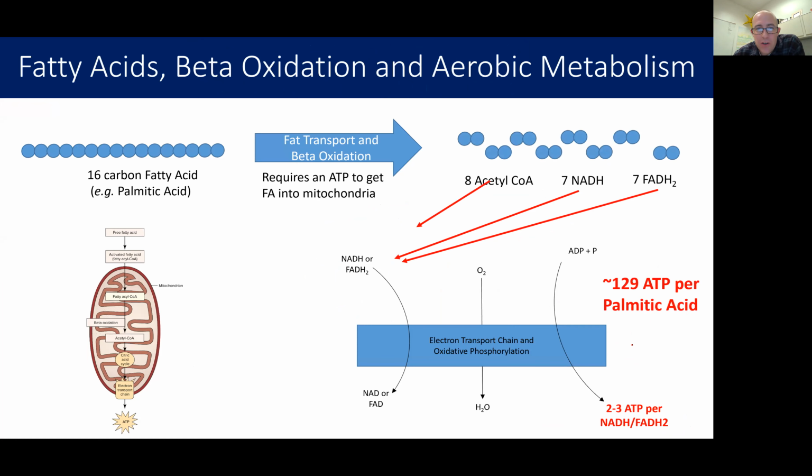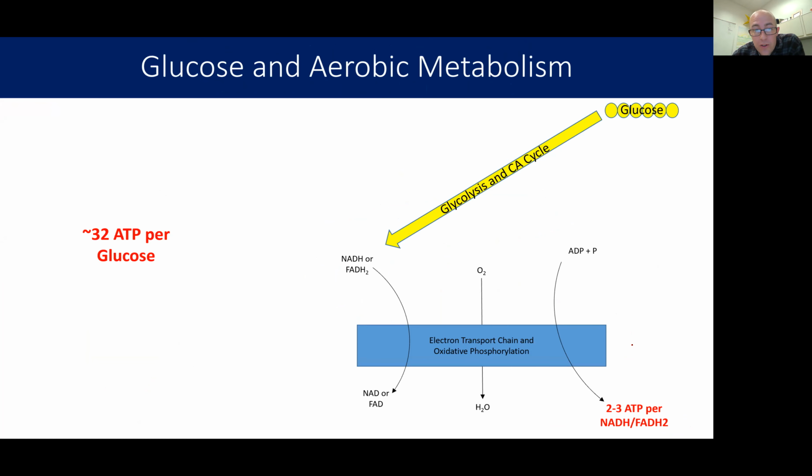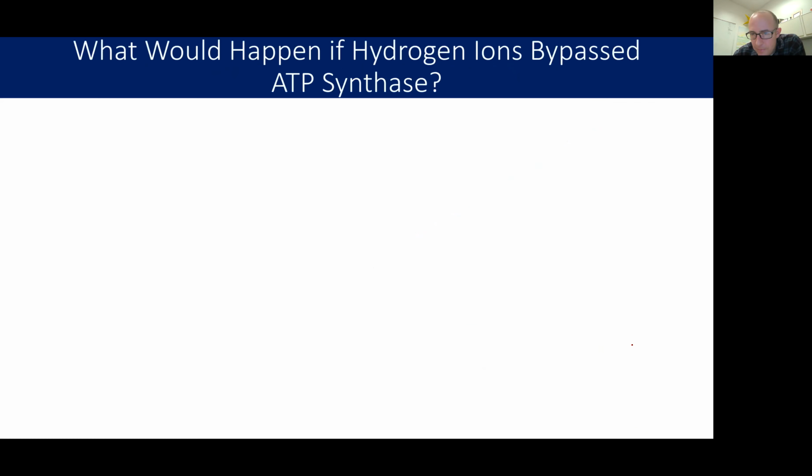I don't expect you to be able to look at a 16 carbon chain and say, oh, 129 ATP come out of it. What I do expect you to understand is that a lot of ATP can be yielded by burning fat. And then in terms of glucose, it's about 32 to 38. It depends on the efficiency of the mitochondria and several other things for exactly how much is going to be netted or gained by glucose. But just remember, it's about 34 to 38. I'm not going to ask you specifics.